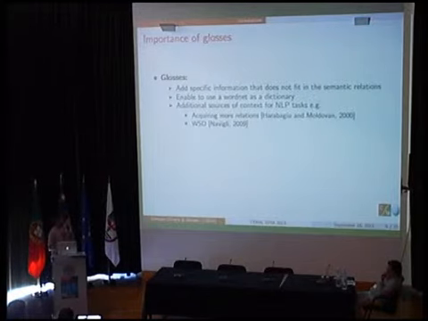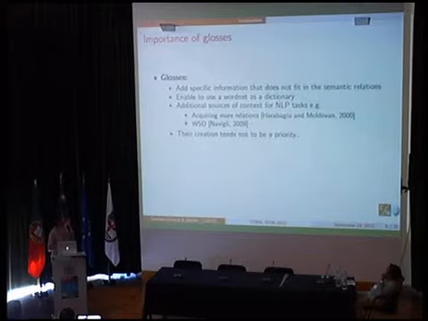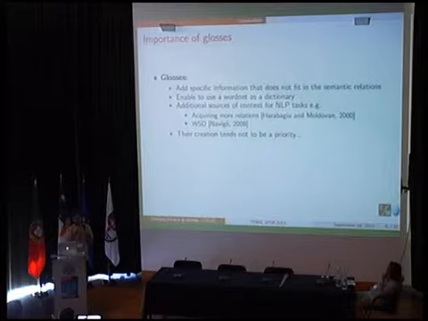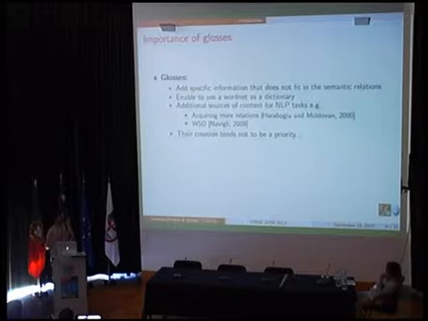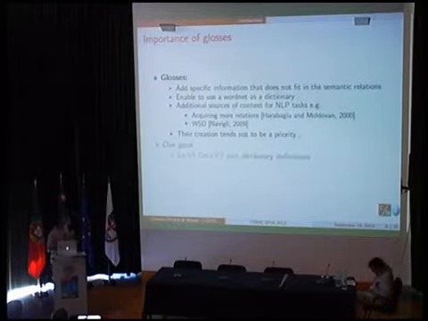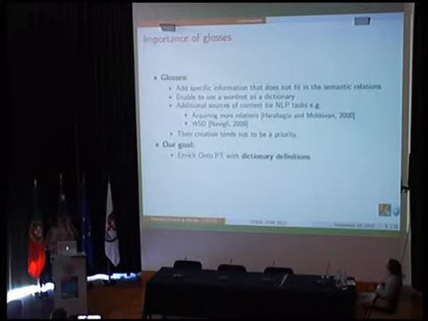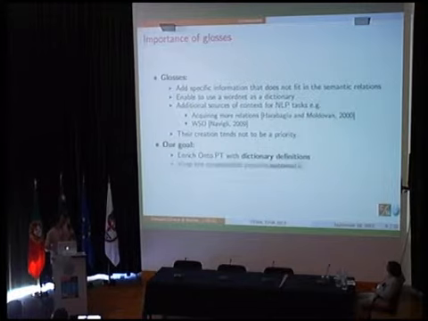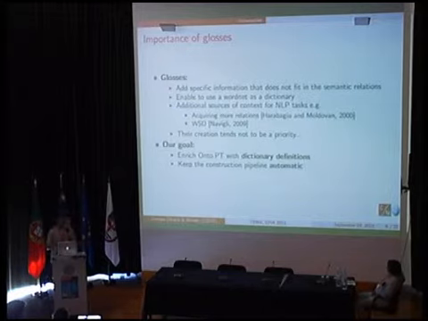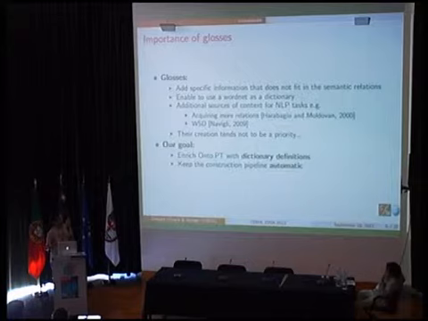So the goal of this work, and their creation tends not to be a priority, as you've seen, for instance, in the previous examples. The Portuguese WordNets that derive from the translation of Princeton WordNet do not have glosses written in Portuguese. So our goal is to enrich OntoPT with dictionary definitions. It now has the definitions. But we wanted, from the beginning, to keep the construction of OntoPT fully automatic. So we decided on an automatic approach for this task.